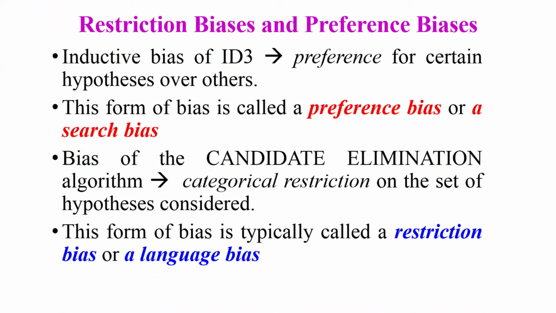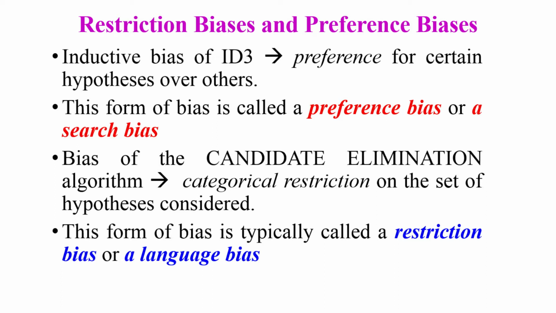Restriction biases and preference biases. The inductive bias of ID3 is a preference for certain hypotheses over others. Example, it gives preference for shorter hypothesis over longer hypothesis. This form of bias is called preference bias, or it is also called search bias. In case of candidate elimination algorithm, the bias is in the form of categorical restriction on the set of hypotheses considered. This form of bias is typically called restriction bias or a language bias.